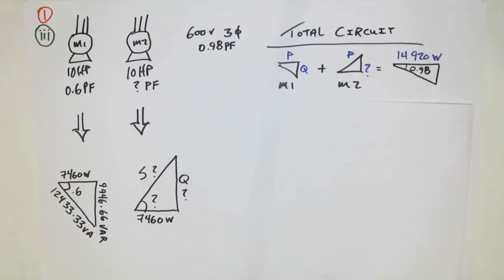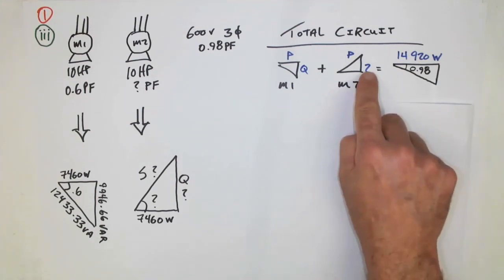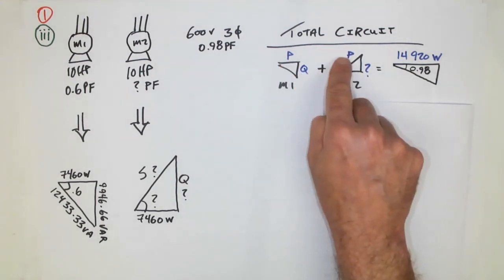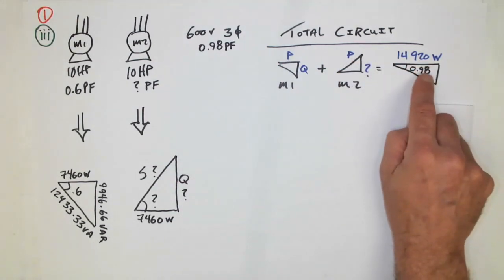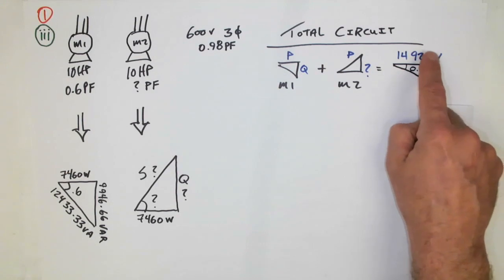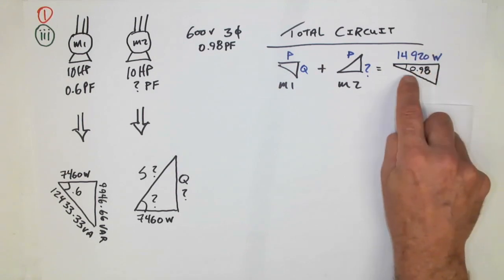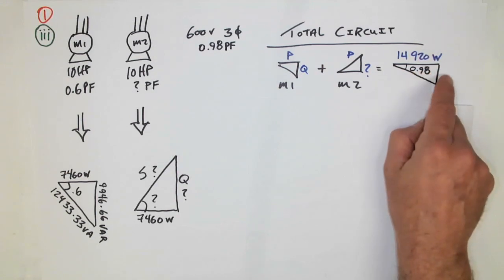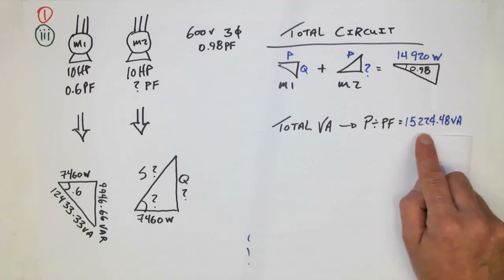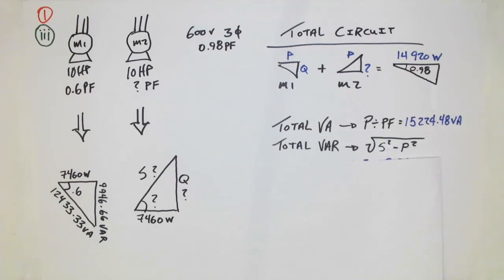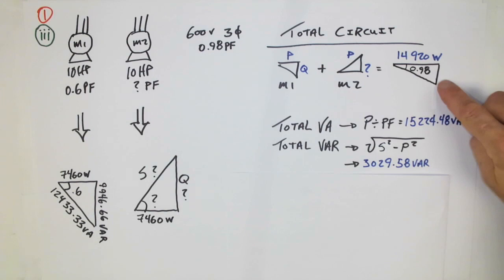Total circuit. So we don't really know this value, but we know these. And we know power plus power equals total power. They've told us that the power factor is 0.98, so we should be able to use these two bits of information to work out the VA and the VARs currently in the feeder. So total VA, 15,224.48, and we can then use Pythagoras to get VARs, just over 3,000 VARs, and that would be the vertical component right here.